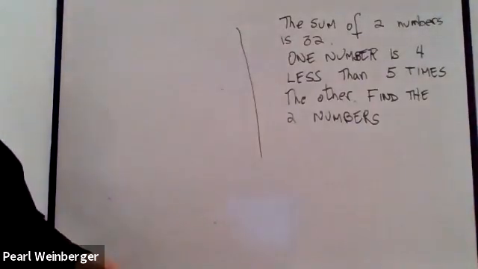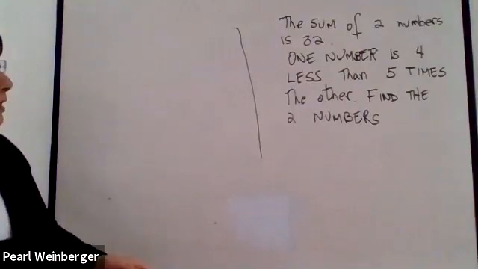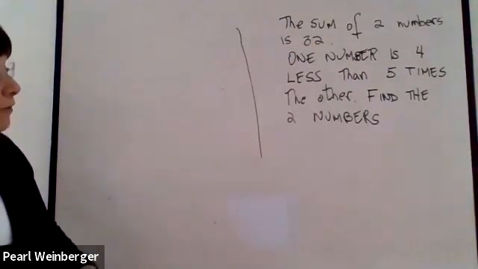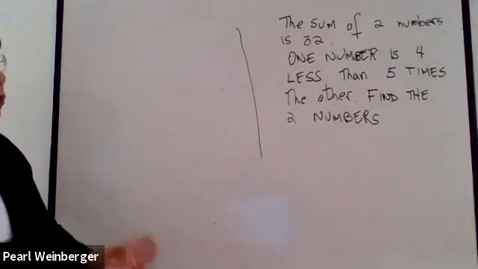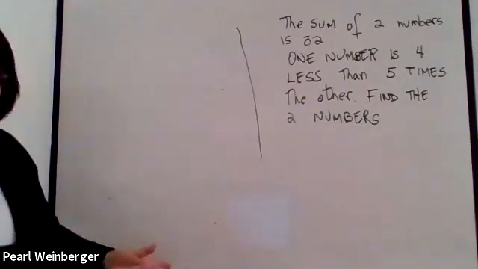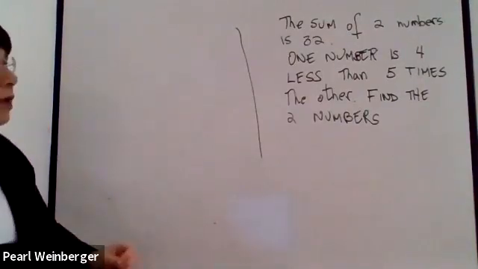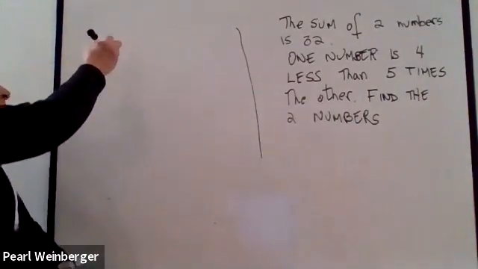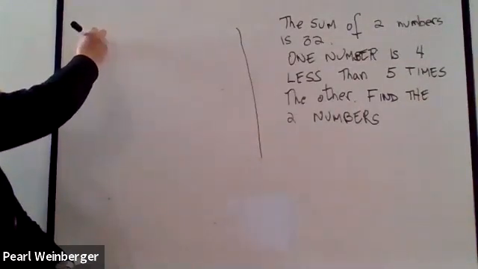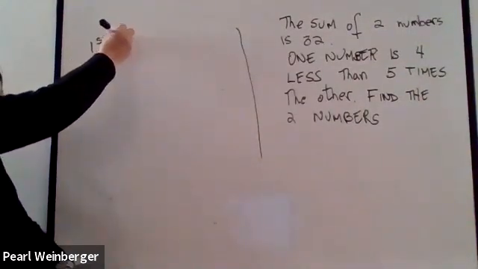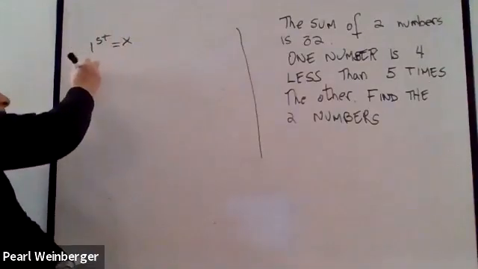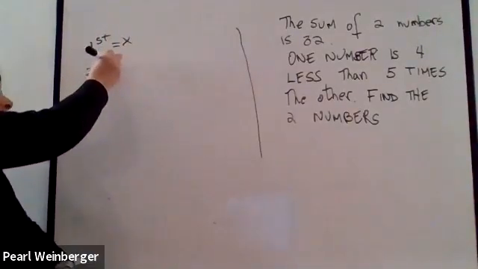We have: the sum of two numbers is 32. One number is 4 less than 5 times the other. Find the two numbers. So in our example, we want to find two things. We're looking for two numbers. So let's call our first number X, and let's call our second number Y.